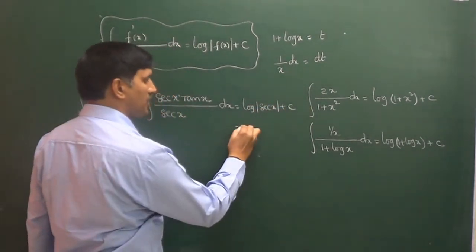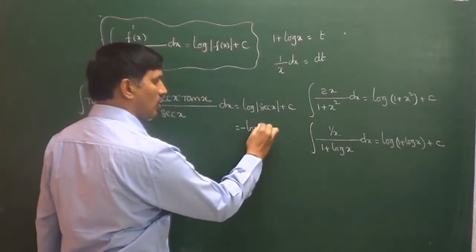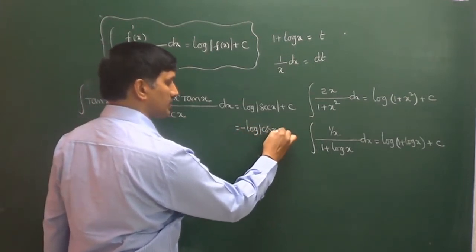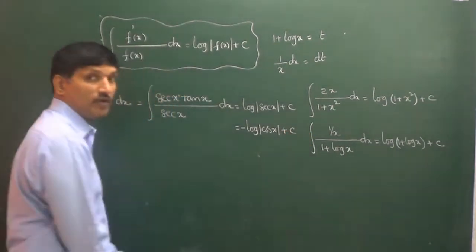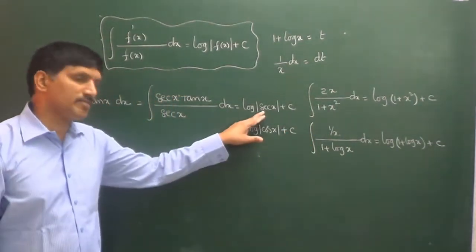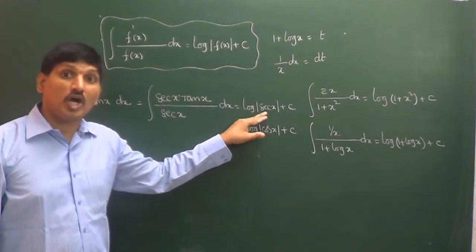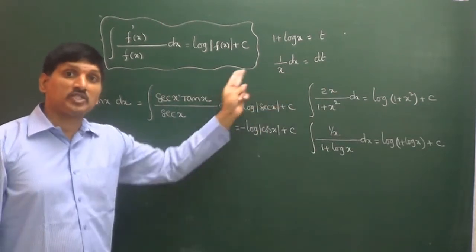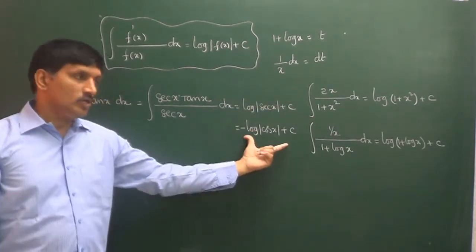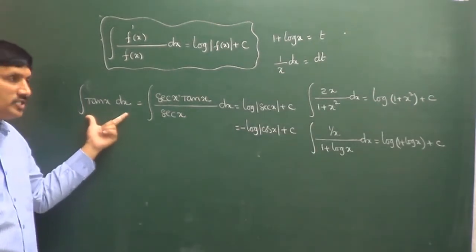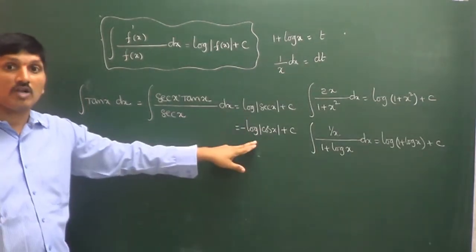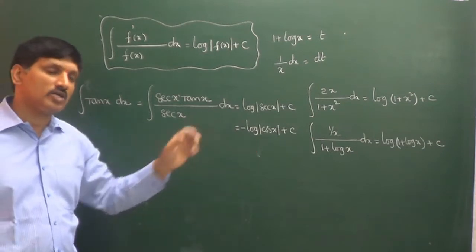That we can also write it as minus log of mod cos x plus c. I hope everyone followed, because secant x can be written as 1 by cos x, that is cos x whole power minus 1. That minus 1 will come forward. That's why the integration of tan x is log mod secant x, or we can write minus log mod cos x.